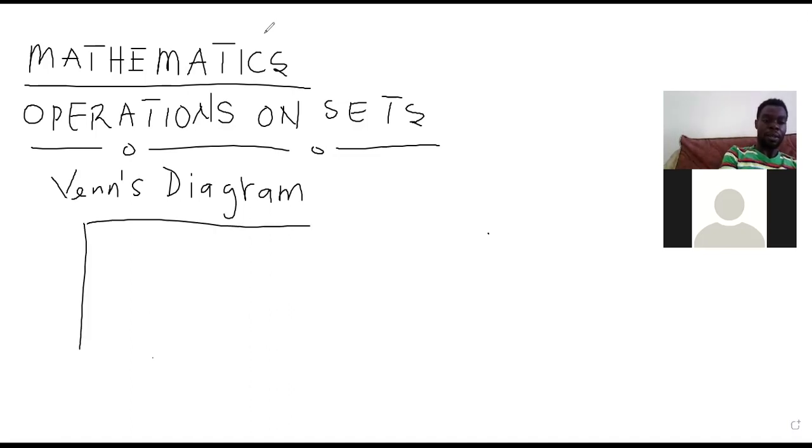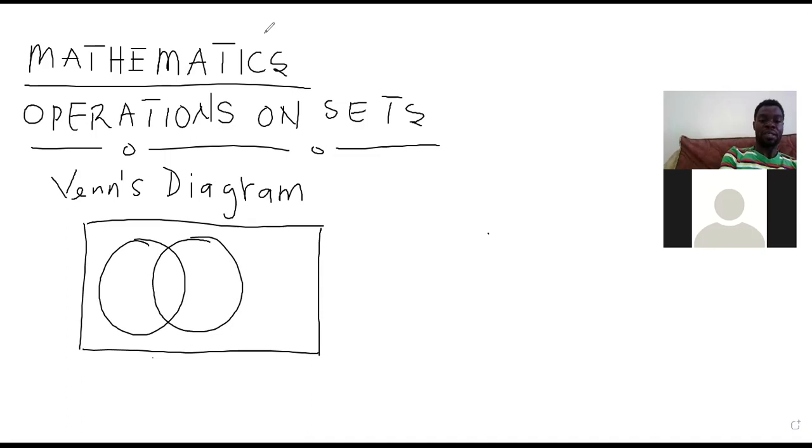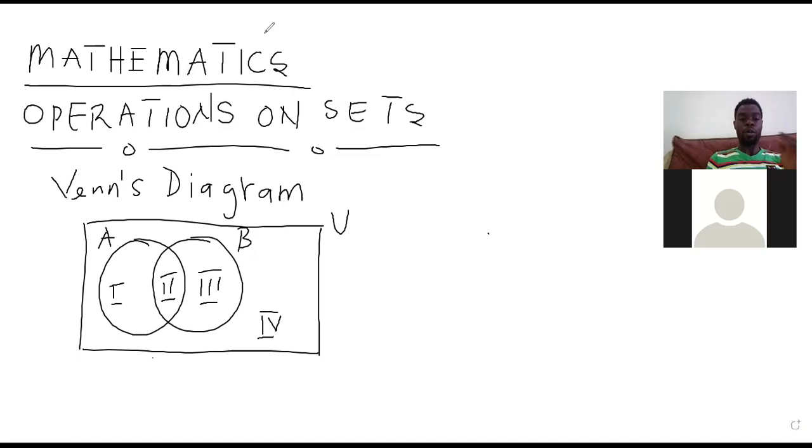So if I have the sets here, if I have two intersecting sets, A and B, and I have, let me name the regions, okay, this to be my region 1, region 2, region 3, and region 4.